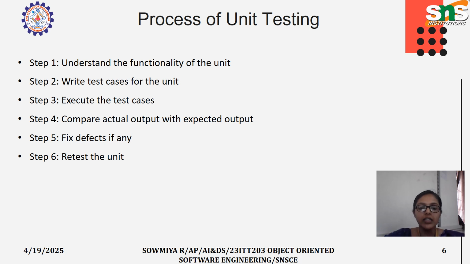Process of unit testing. Let's see the steps involved. First, understand what the unit is supposed to do. Then write the test cases, input and expected output. Then execute the test. Then compare the output with the expected result. Then if any defect is found, fix it. Then retest the unit after fixing it. This cycle ensures the reliability of every unit before combining them into a full system.